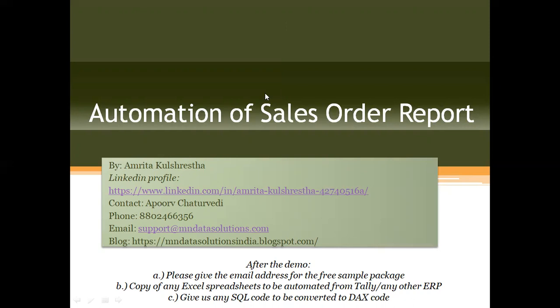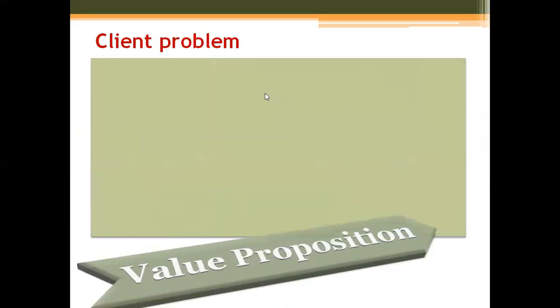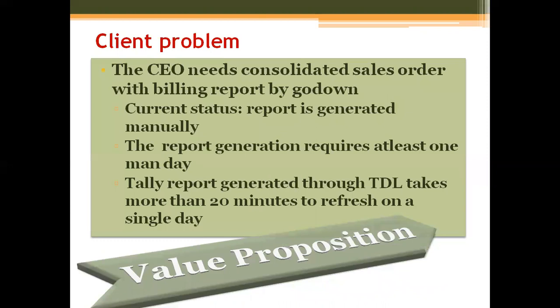So we are just going through the client problem before Amrita takes it over. The client needs a consolidated sales order report for billing by godown. The report was being generated manually and required at least one Monday. And the Tally report, through TDL, takes more than 20 minutes to refresh on a single day. So the client wanted the automation of the same.